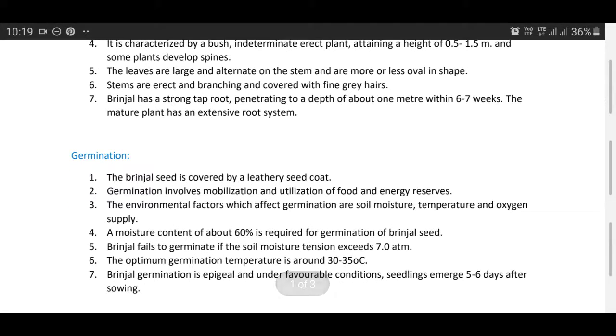First, in case of germination, the brinjal seed is covered by a leathery seed coat. Germination involves mobilization and utilization of food and energy reserves. These are initially present in the seeds themselves, which is needed during early germination and early growth of the plants in the soil. The environmental factors which affect germination are soil moisture, temperature, and oxygen supply. These three basic things are very much needed for germination.